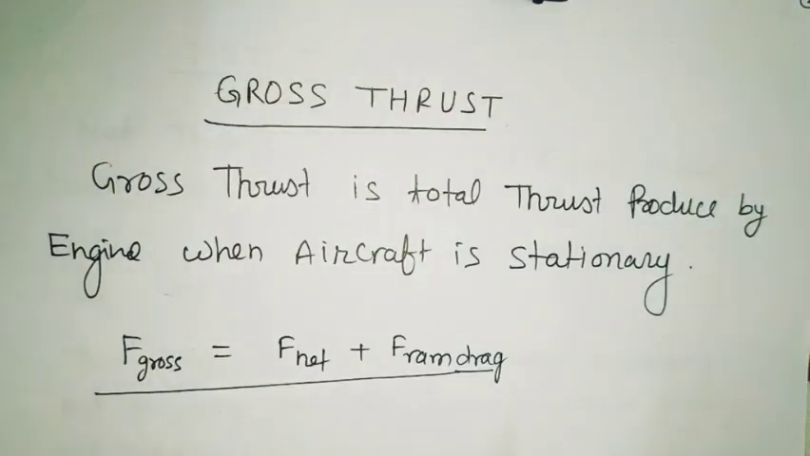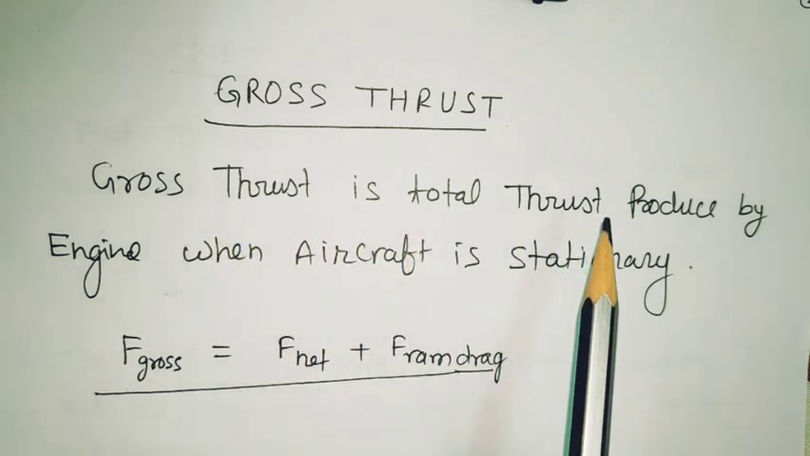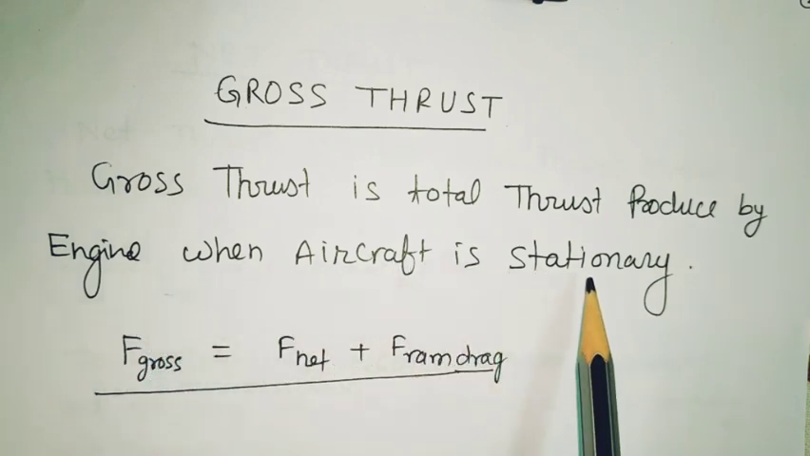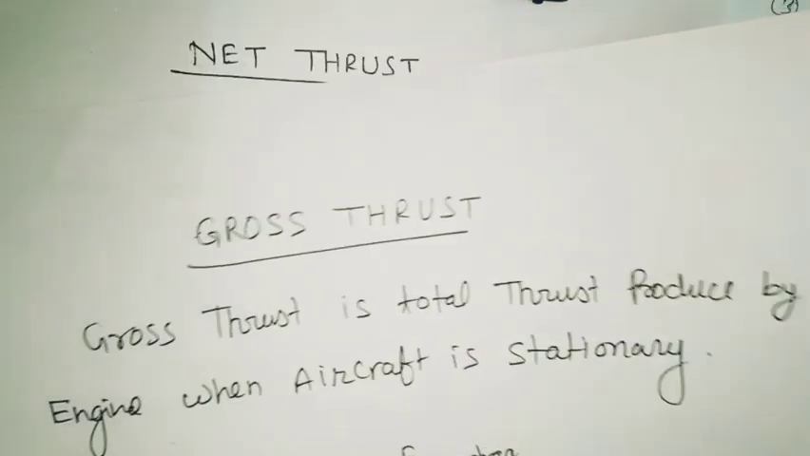Now we can see gross thrust. Gross thrust is the total thrust produced by the engine when the aircraft is stationary, that means when aircraft velocity is 0. At that time, whatever thrust is produced by the engine is called gross thrust. You can see in the formula, F gross is equal to F net plus ram drag. So that is called your gross thrust.